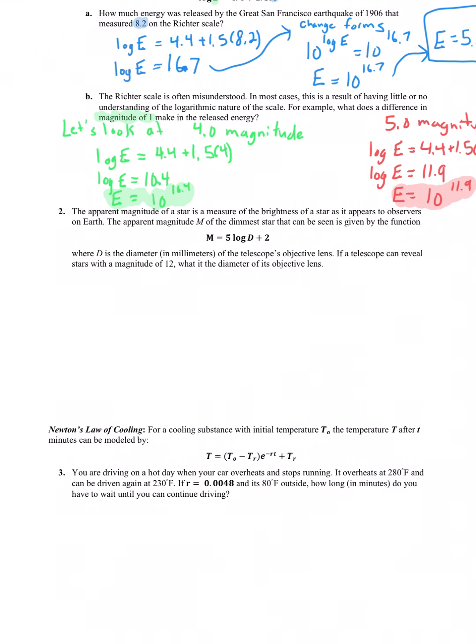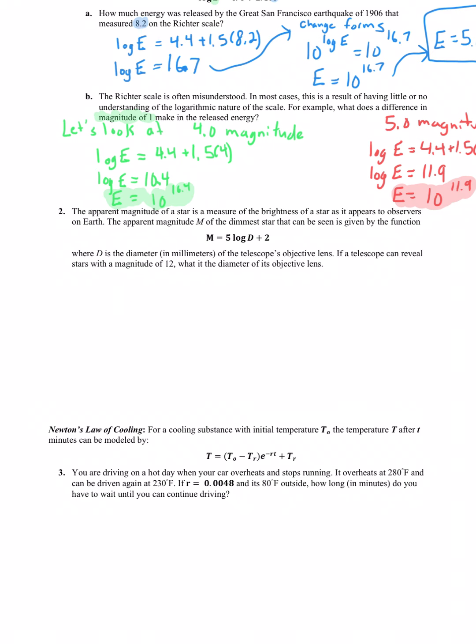Anyway, next, number 2 here says the apparent magnitude of a star is a measure of the brightness of a star as it appears to observers on Earth. So this is a different type of magnitude. The apparent magnitude m of the dimmest star that can be seen is given by this function, where d is the diameter in millimeters of the telescope's objective lens. So if we're looking through a telescope at a star and we measure it in millimeters, that can tell us the brightness of the star.